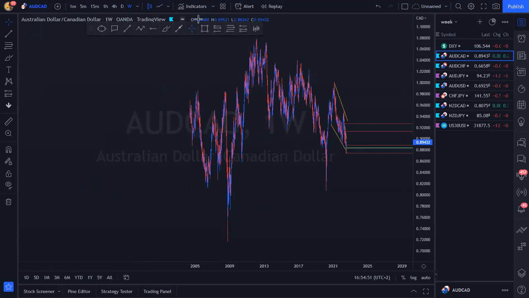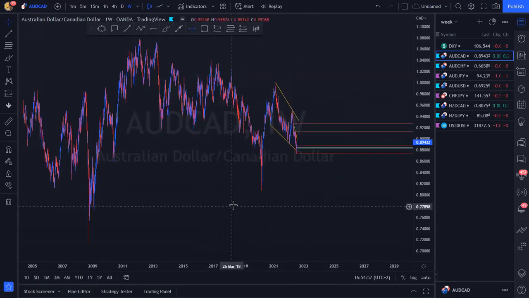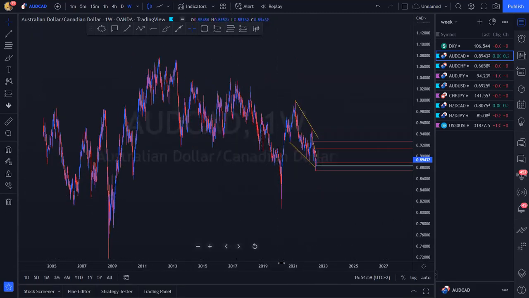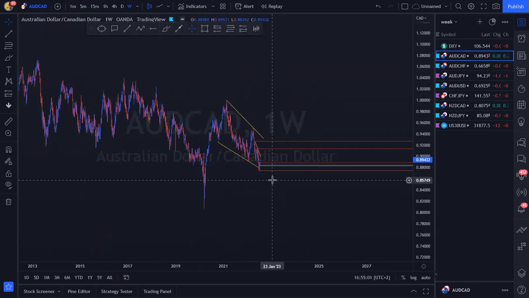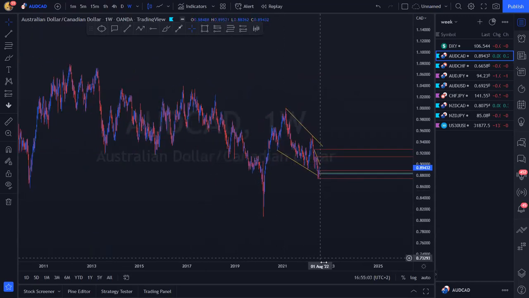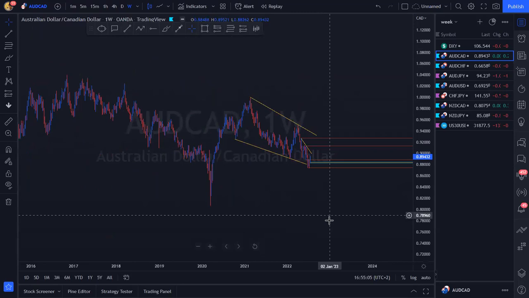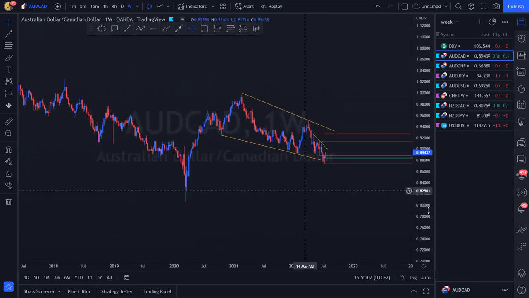As usual, guys, I'll come and check in between maybe every pair or whatever the case is, just to see that we're all okay. And I think this week, for some of the pairs, let's also have a look at the weekly, just so that we can get some higher time frame information.